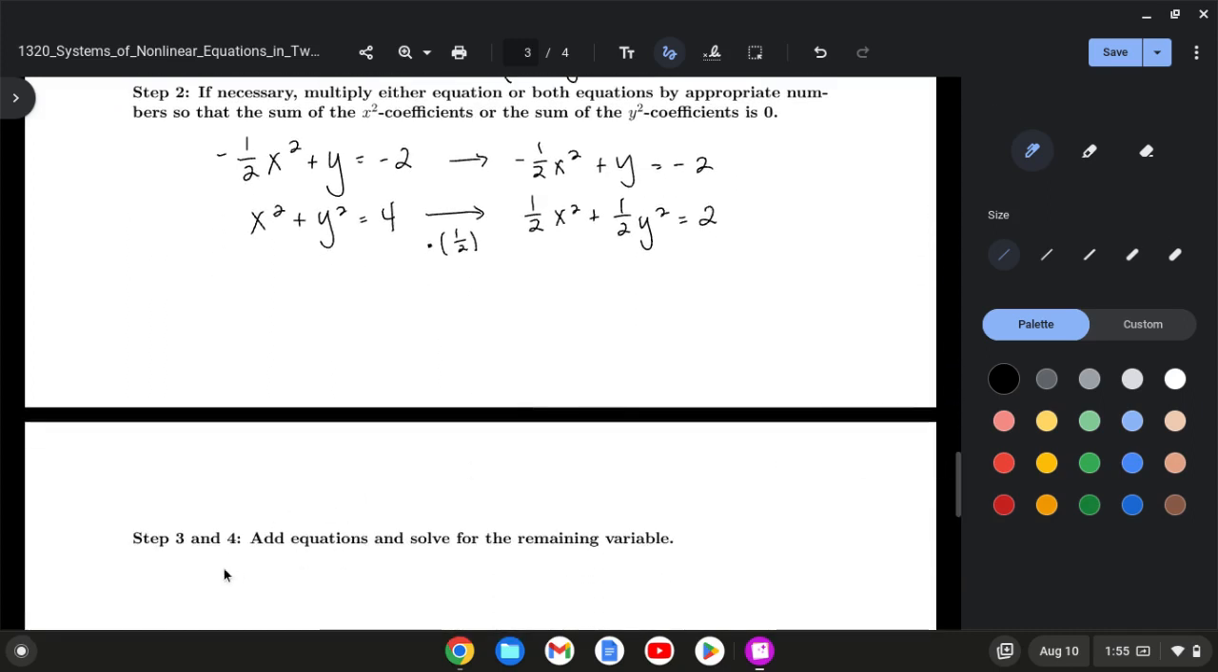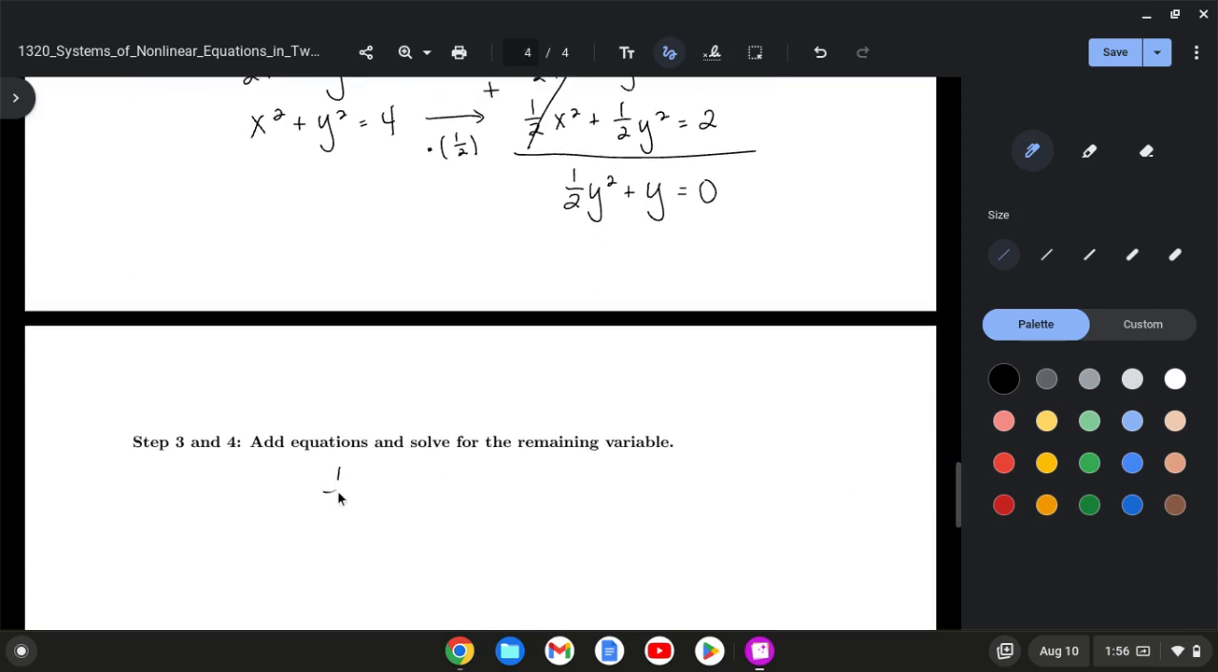And our next step, it says to add the equations. So I'm just going to do that up here. If I add these two resulting equations, negative 1/2 x squared plus 1/2 x squared, that's 0 x squareds. Now we have a 1y and plus 1/2 y squared. Be careful, because these are not like terms. Our y's are not raised to the same power, so we cannot combine these. So I'm just going to write this as a positive 1/2 y squared plus 1y. And then on the right-hand side of our equal sign, negative 2 plus 2 is 0.